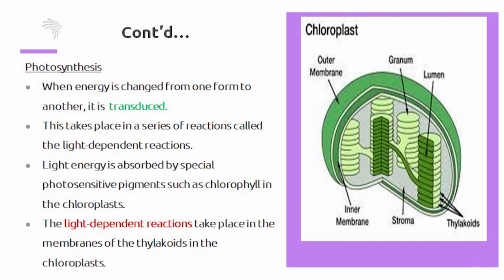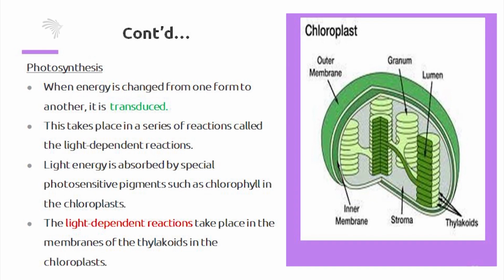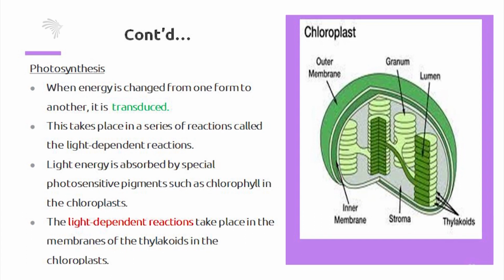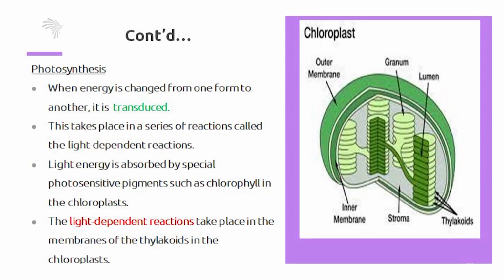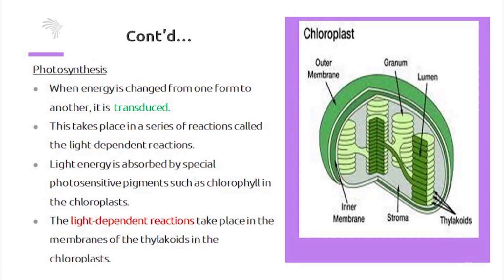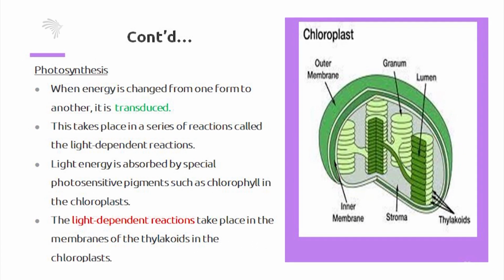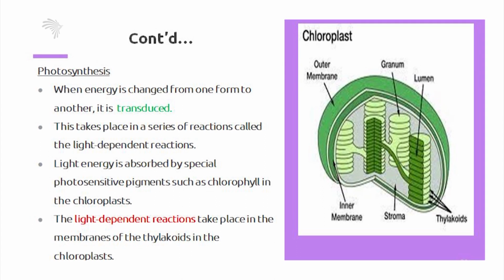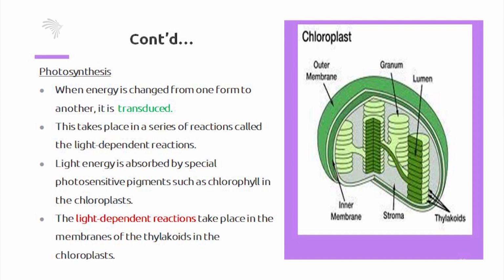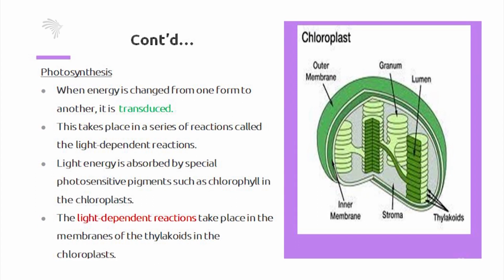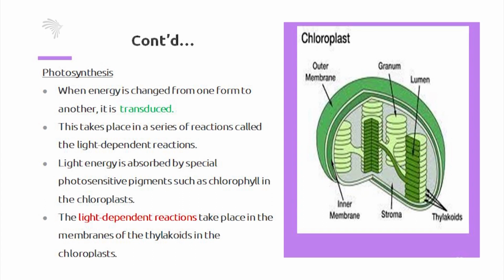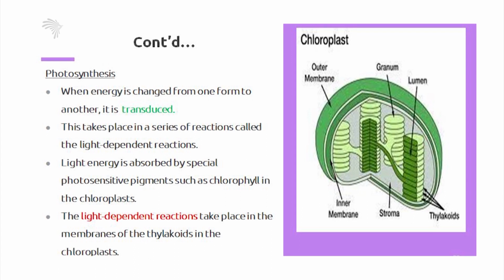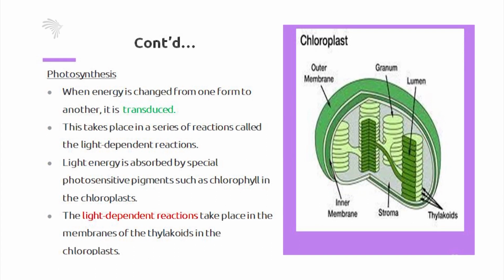We have mentioned last time that energy has been converted from one form to another, from light energy, for instance, into heat energy, or from mechanical energy to motion energy and the like. So energy is always converted from one form to another. This takes place in a series of reactions called the light-dependent reaction. So energy transformation in green plants, that we call transduction, takes place in the light-dependent reaction. Light energy is absorbed by special photosensitive pigments such as chlorophyll in the chloroplasts.